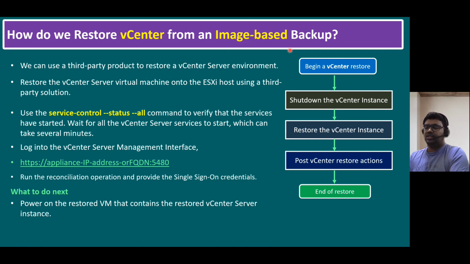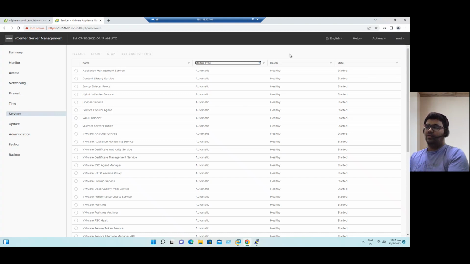But image based restoration is a bit faster, and we don't need the additional steps to create a new vCenter. So the preferred method is always to go with a vCenter server image based backup instead of volume and file level backup. But in some scenarios, some organizations may prefer file level, so that is a customer's choice.